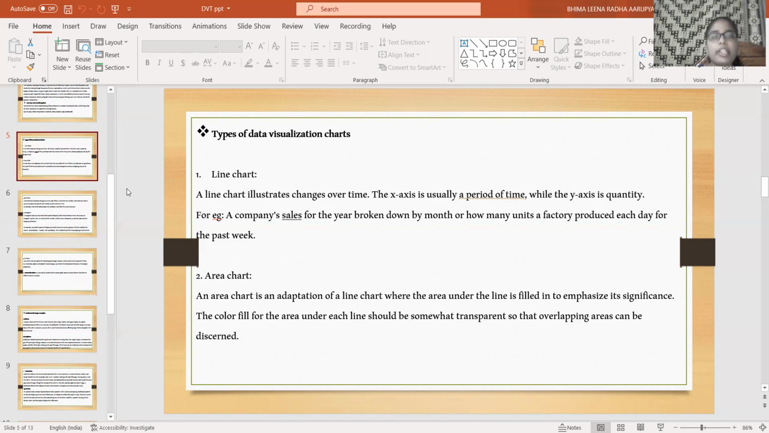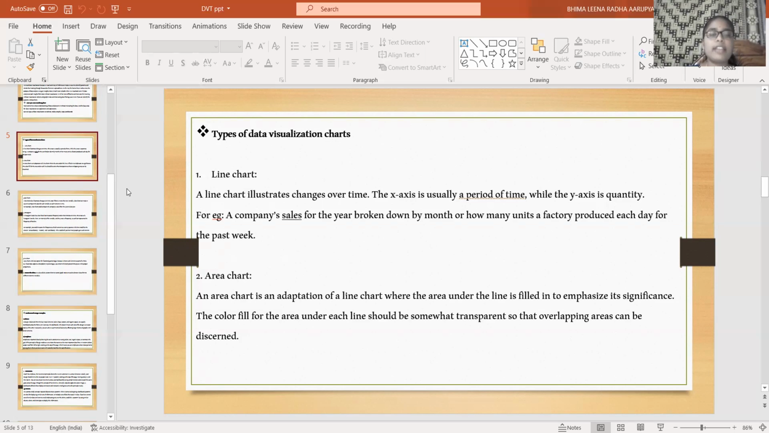Here is a better example so that we can understand the line chart more easily and thoroughly. Suppose we take a company, and we take the company sales broken down by month and how many units a factory produced. Month is represented in the x-axis, and how many units means quantity. Quantity produced by the factory is represented in the y-axis.